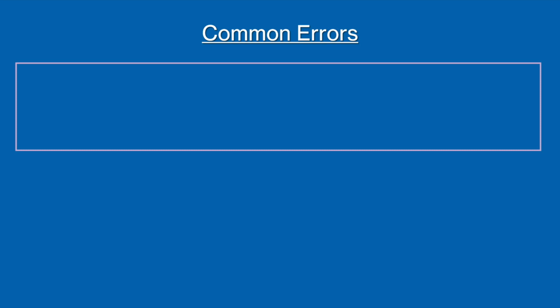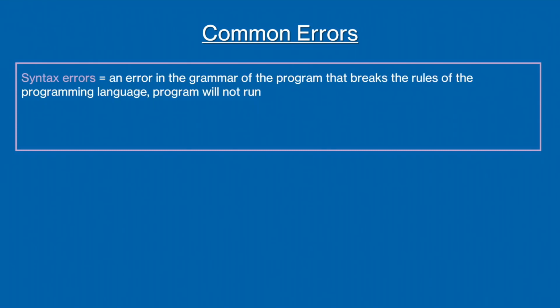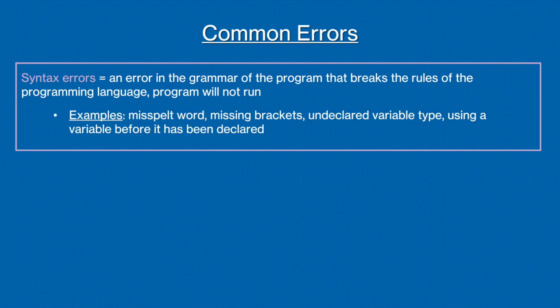Let's have a look at some common errors that are made when writing algorithms, whether that be in pseudocode, as a flowchart, or in actual program code. There are two main types of errors. The first type of error is called a syntax error. Syntax errors are errors in the grammar of a program that break the rules of the programming language. Syntax errors in your program will stop the program from running. Examples of syntax errors include things like misspelled words, missing brackets, etc.